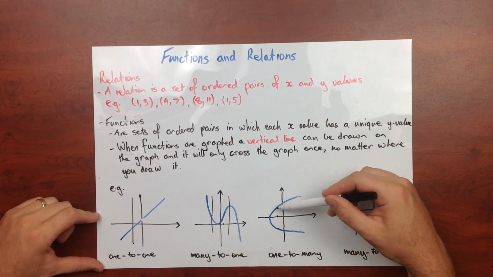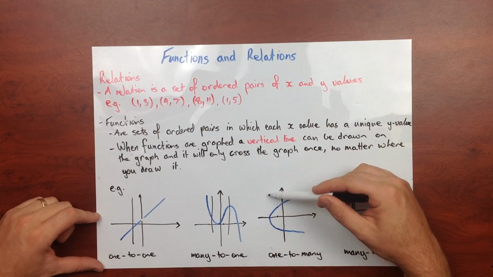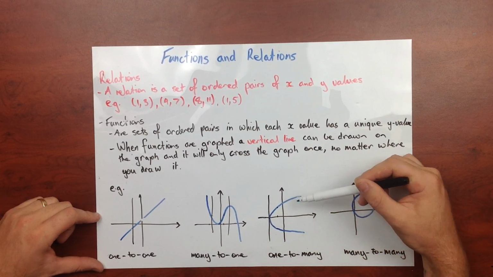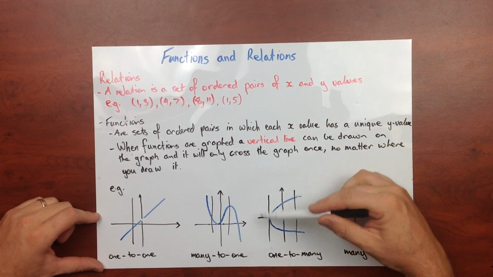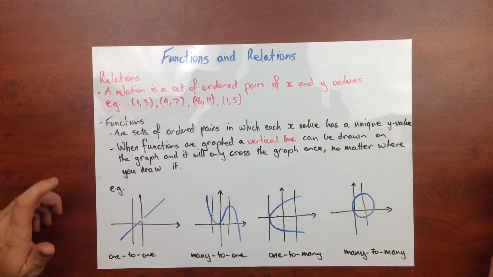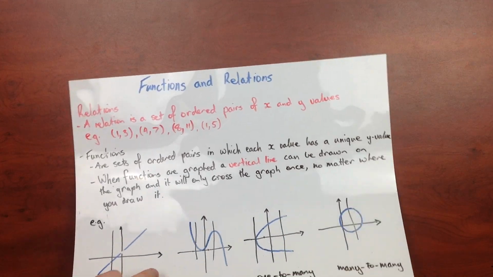But you can see here, I could draw a line right at the end here and only cross it once. Okay, but that's not good enough because I need to be able to draw it anywhere. I can't draw it there, I'm going to cross twice. So that's not a function, and same with this one, also not a function. Okay, so that's the difference between our functions and our relations. Now, I've got a little bit more to talk about with this section.